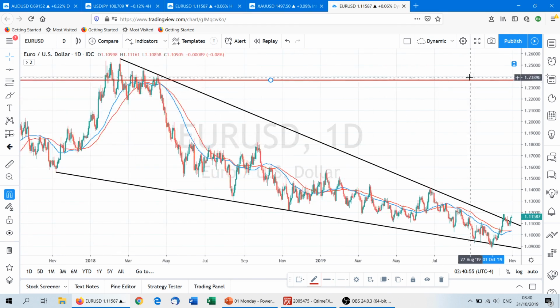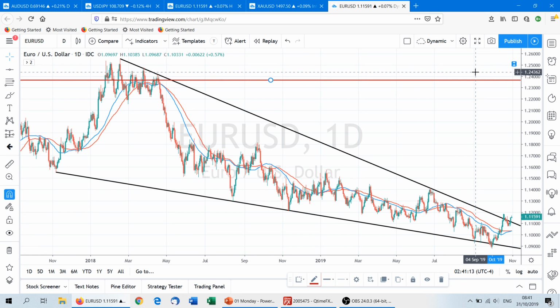This is the target for this break. It is around here, guys. So believe it or not, this is what I'm expecting. I'm not aiming for 10 or 50 or 100 pips. I am not doing that.